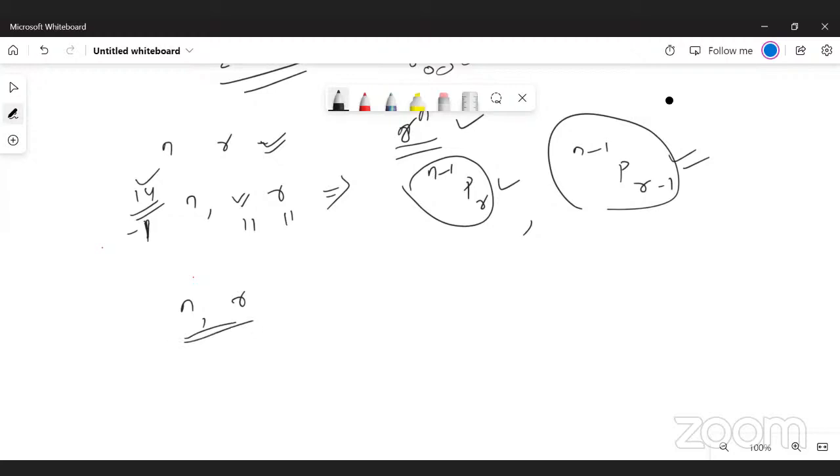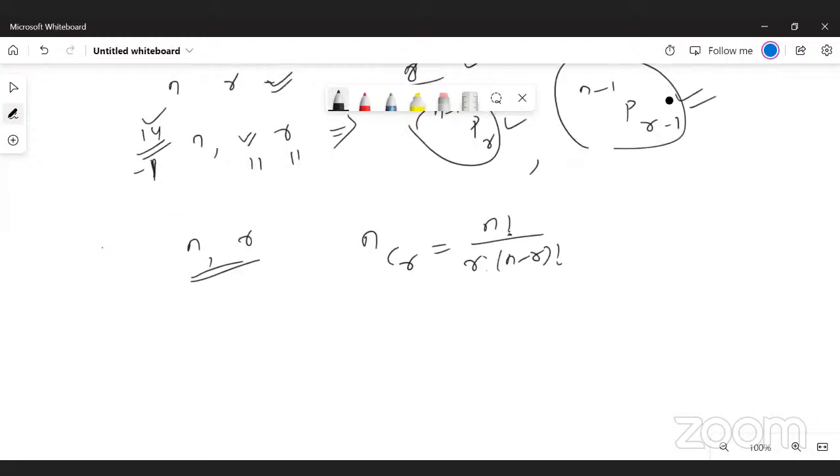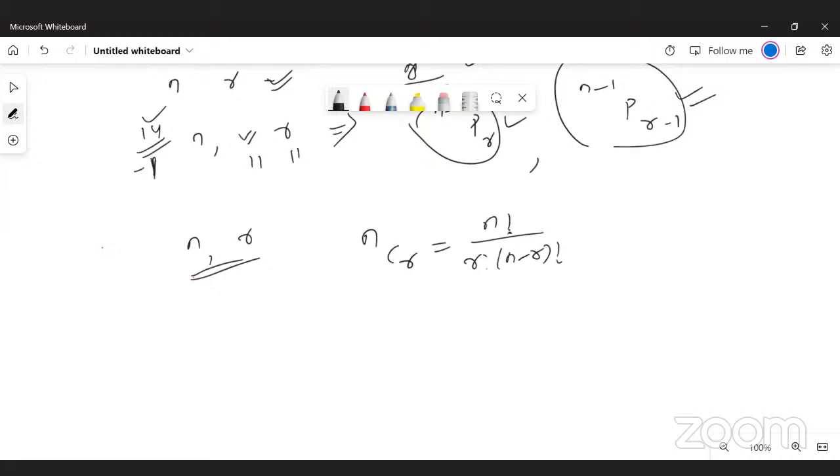Combination means selection. Suppose there are n distinct elements. The nCr formula is n factorial divided by r factorial into n minus r factorial. Based on this formula you will do the solutions. Suppose let's say in a pack of 52 cards, two cards are accidentally dropped, then how many ways should those two cards be extracted or selected from the 52?